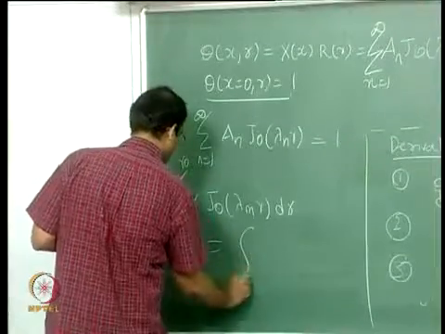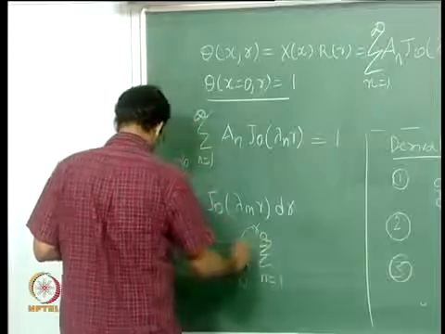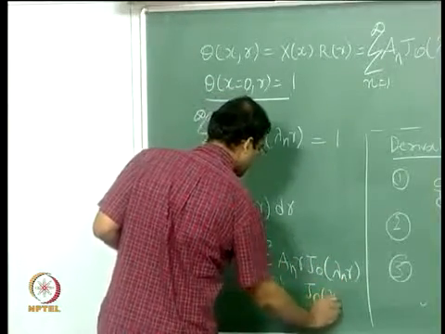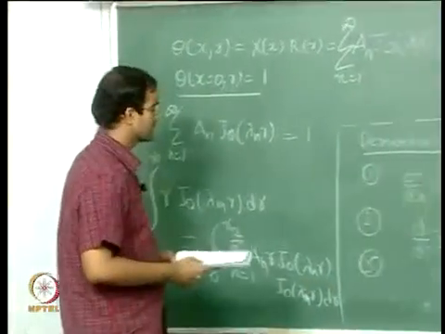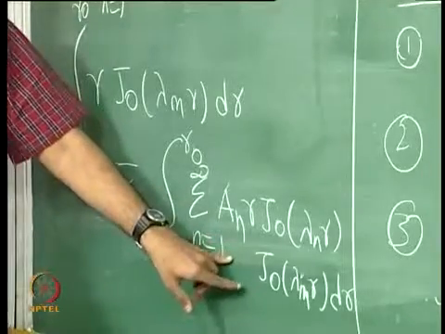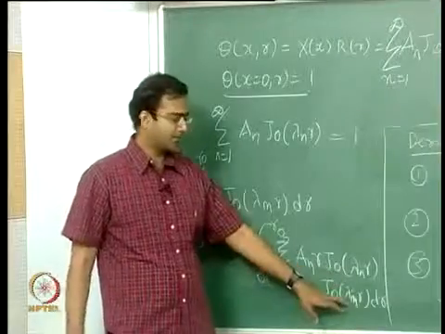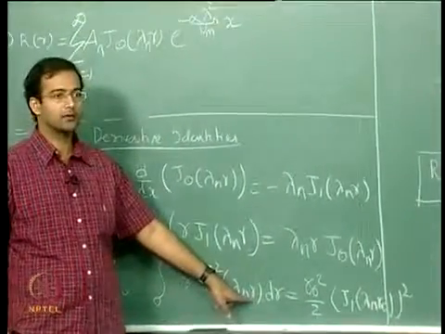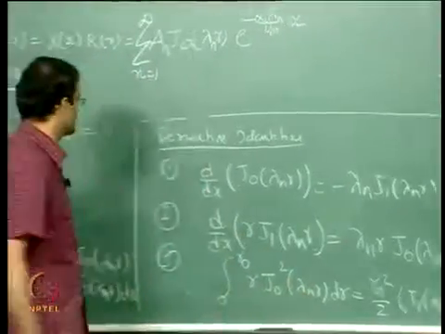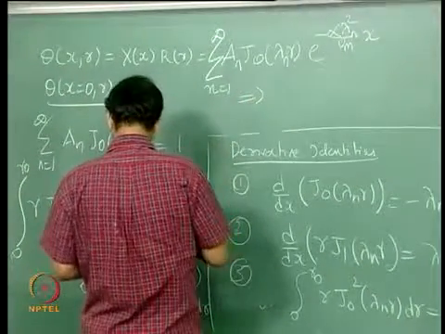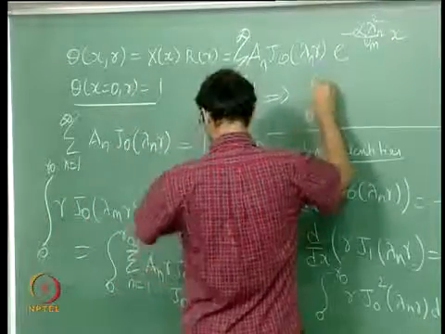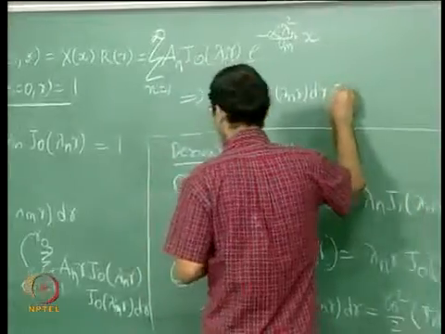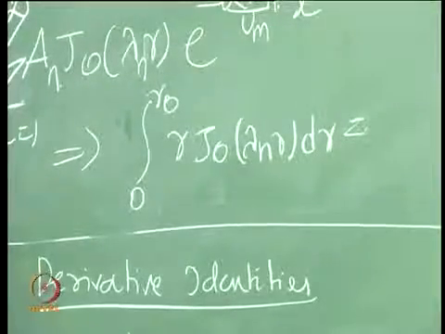On the LHS I have this 0 to r_naught summation n equal to 1 to infinity a_n into r into J0(lambda_n r) J0(lambda_m r) dr. So now of course it has to satisfy the orthogonality condition here, therefore for any values of m which is not equal to n this will be 0, and this will be equal to r J0(lambda_n r) the whole square dr for m equal to n. So only there it will be a non-trivial solution. So therefore this will become 0 to r_naught, so for m equal to n.